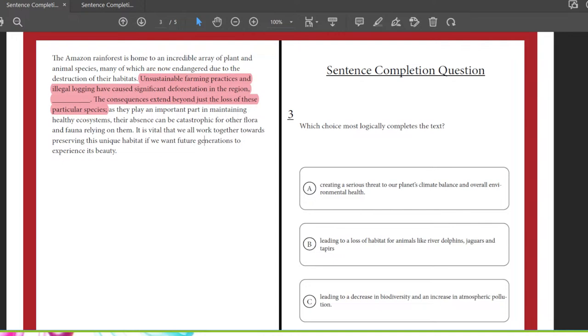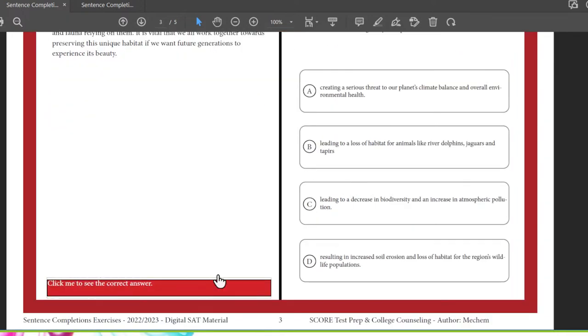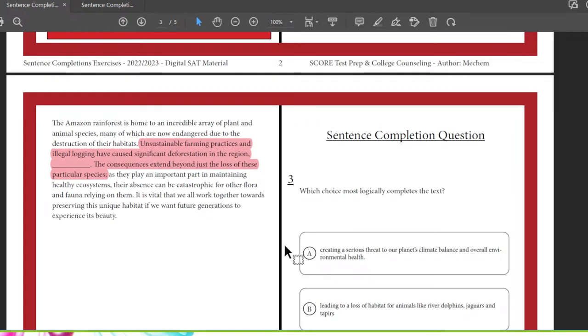Because it says loss of this particular species. Good. Okay. So because I see these particular species, that's my clue that I need to insert some particular species here. And sure enough, B says river dolphins, jaguars, and tapirs. And that's the only one that does that. So that would be the best answer.